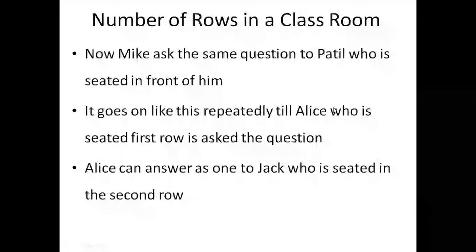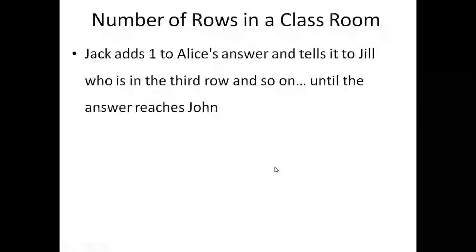Now Alice has no one to ask the question, so he answers. Also he knows that he is seated in the first row. He answers one to Jack, who is seated in the second row. Now what Jack will do is, Jack will add 1 to Alice's answer and tell it to Jill, who is seated in the third row.